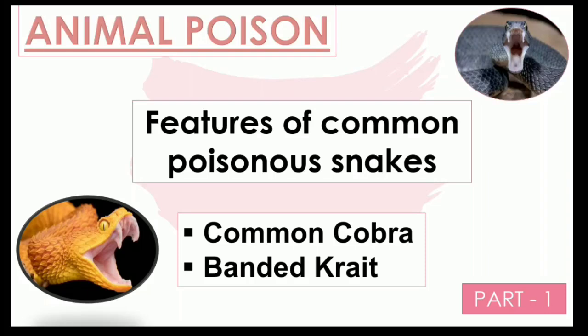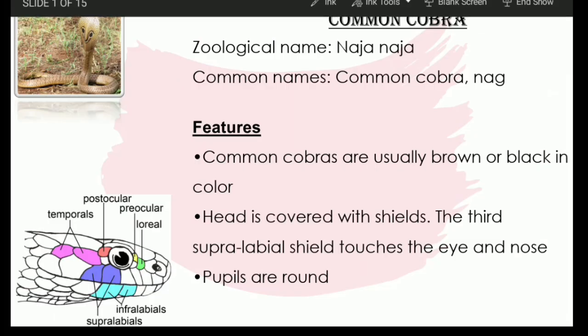In this lecture of animal poison, we will discuss the common features of some of the poisonous snakes. First, we will discuss the common cobra along with the banded krait. We will have these three lectures which will cover all the poisonous snakes that are important for your curriculum. To begin with, let us have a look at the poisonous characteristics of the common cobra.